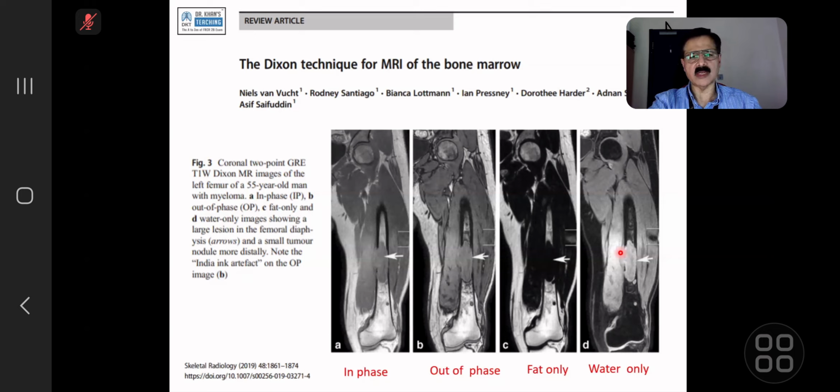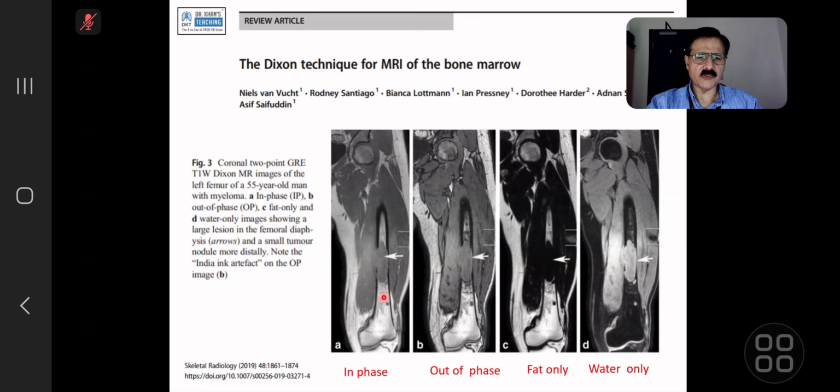People are using the same technique for contrast, etc. But just concentrate on musculoskeletal imaging. In Dixon technique, and Dixon, I think he died very recently, 2022 or something. He's no more with us. He got some gold medals and things like that for this. So these are 4 sequences which we do in Dixon technique.